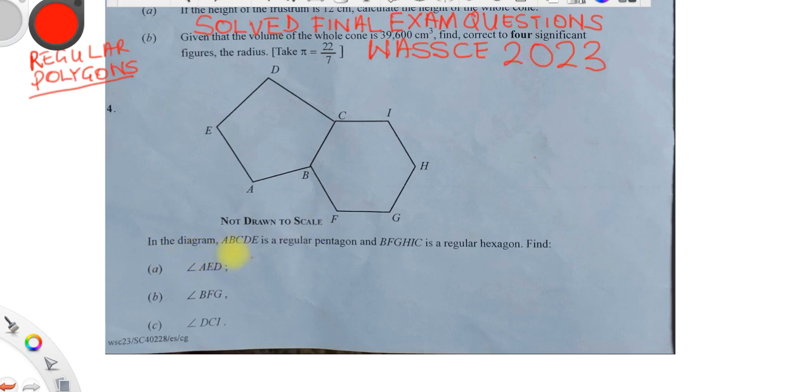It says in the diagram, ABCDE is a regular pentagon, and BFGHIC is a regular hexagon. Find (a) angle AED, this angle; (b) angle BFG, this angle; and (c) angle DCI, this angle. You're supposed to find these angles.